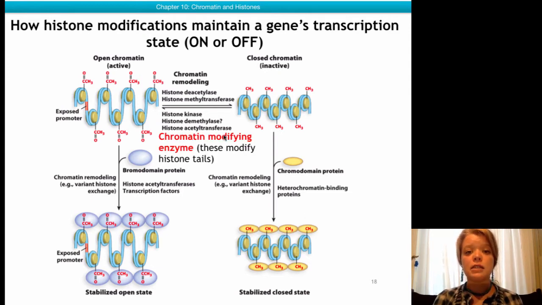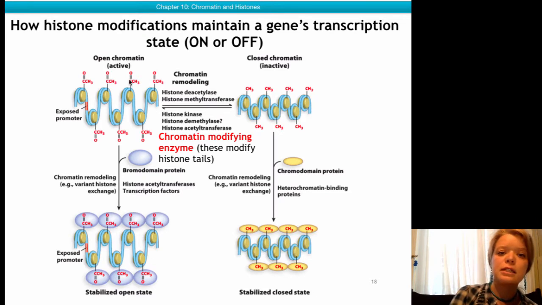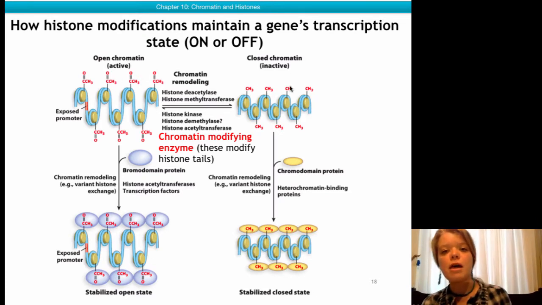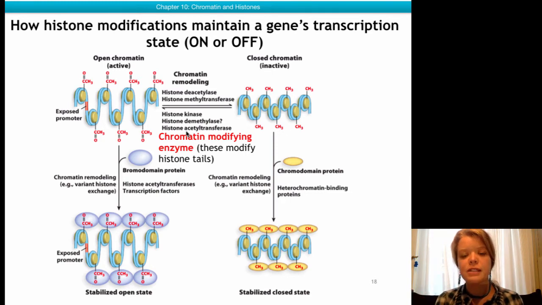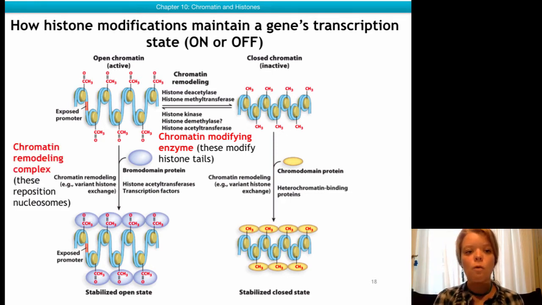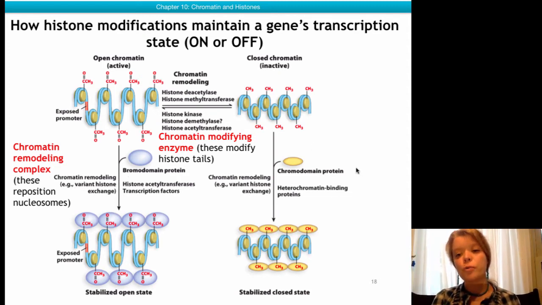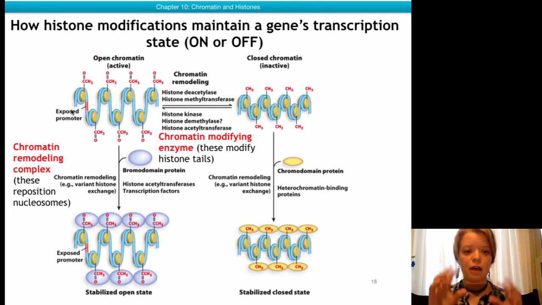And again, in this case, the enzymes listed here that convert the tails between an acetylated state and a methylated state are the chromatin modifying enzymes. They modify the histone tails, while the chromatin remodeling complexes such as the bromodomain proteins or the chromodomain proteins then create rigid structures and reposition nucleosomes, or in this case, keep the nucleosomes in a very rigid particular state, stabilizing the effects that the chromatin modifying enzymes have caused in this area, keeping this promoter always exposed and always accessible to the RNA polymerase.